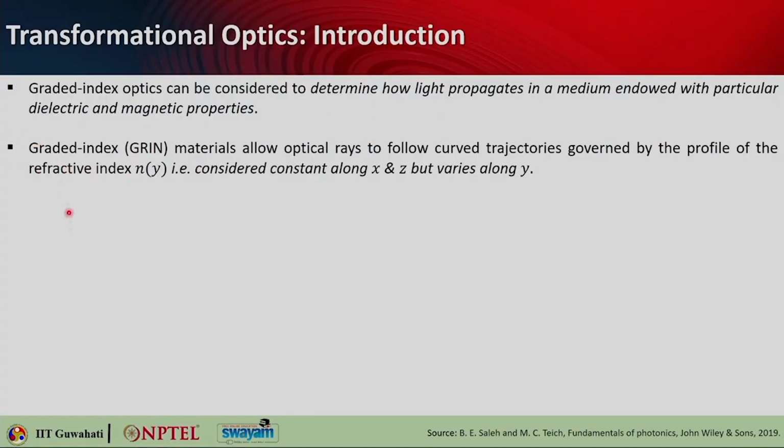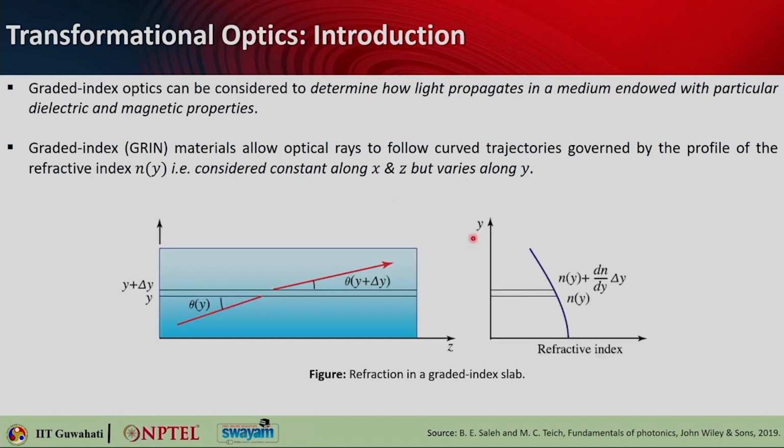So let us first start with graded index material and see what happens there. In graded index materials, or GRIN, optical rays follow curved trajectories which are governed by the profile of the refractive index N(y), which is considered constant along x and z, but only varies along y. You can think of something like this. Here the refractive index varies only along the y direction.